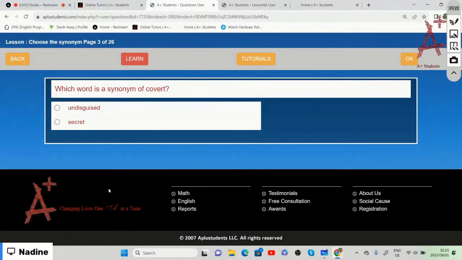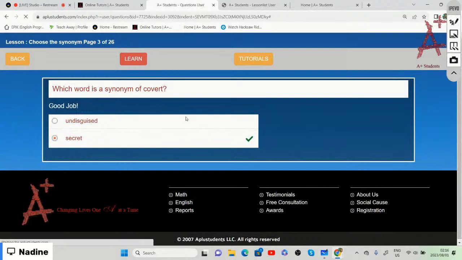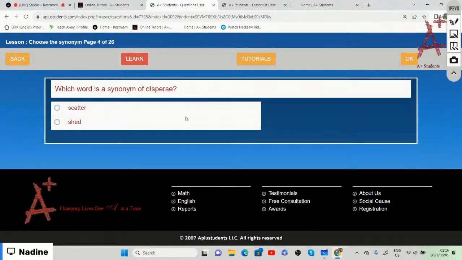Covered. Is it undisguised or secret? All right, so covered is secret, right? So the synonym of covered is secret.